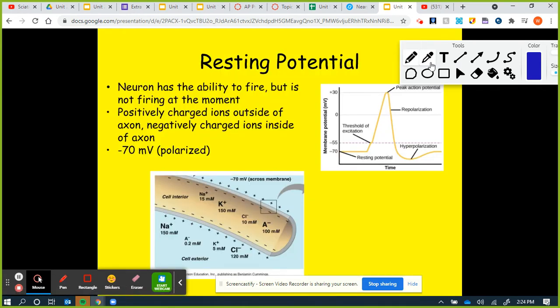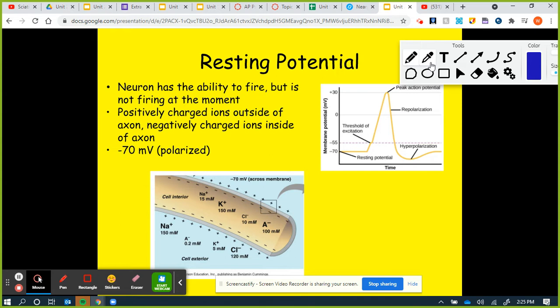When a neuron is not doing anything, when it is not being used, it is said to have what is called resting potential. It is resting, it's just chilling, but it has the ability to do something. It has the ability to communicate with other neurons. You're sitting there quietly on the couch, you have the ability to talk to other people, you're just not doing it right then.